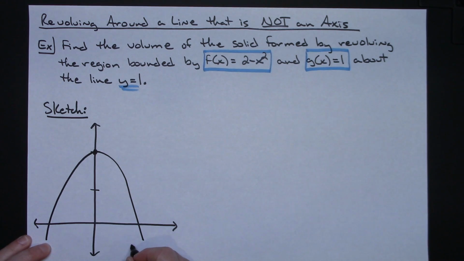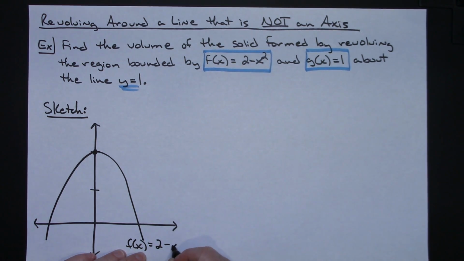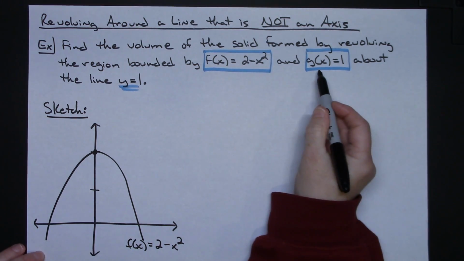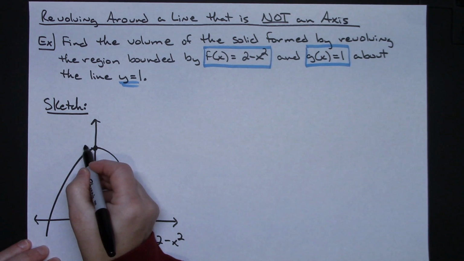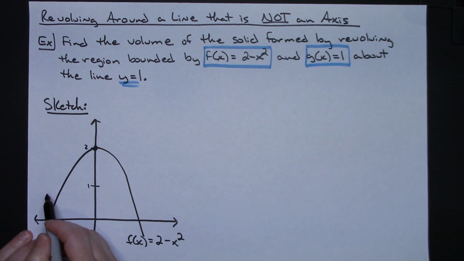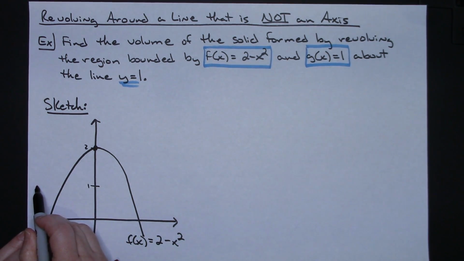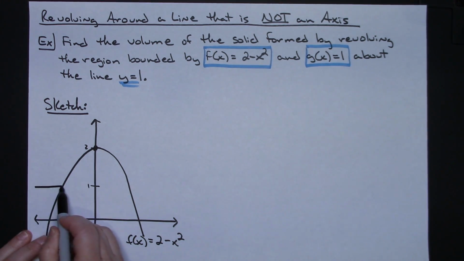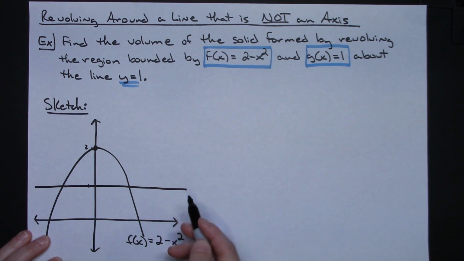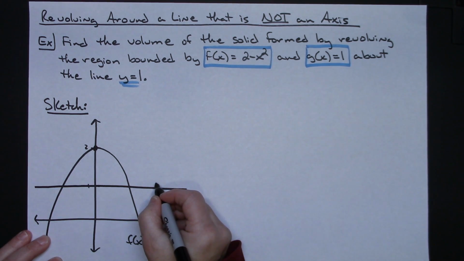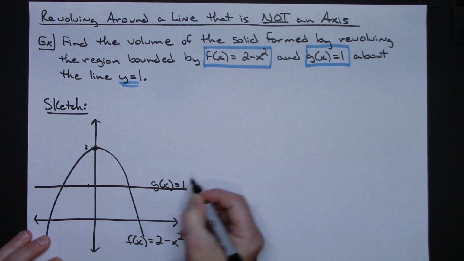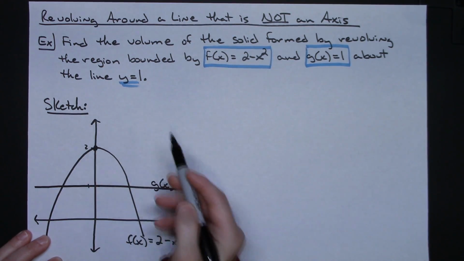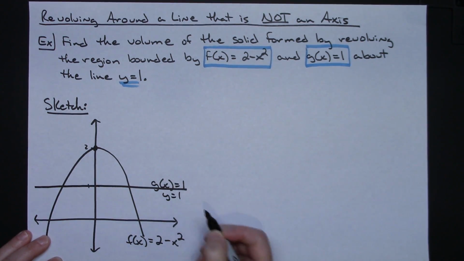Okay, so there is my f of x equals 2 minus x squared. Alright, my g of x equals 1. We said this was 1 because we said that was 2. So my line is y equals 1. So this is g of x equals 1. But I'm also revolving around this y equals 1, so it really doesn't make any difference there.